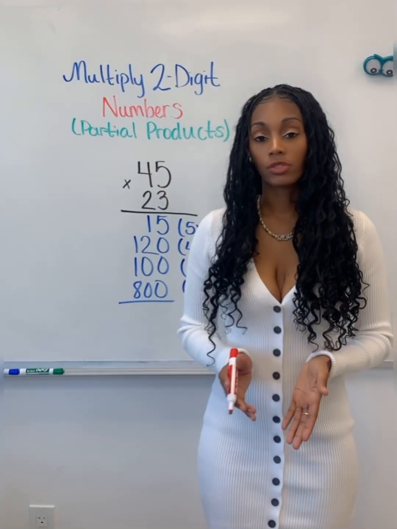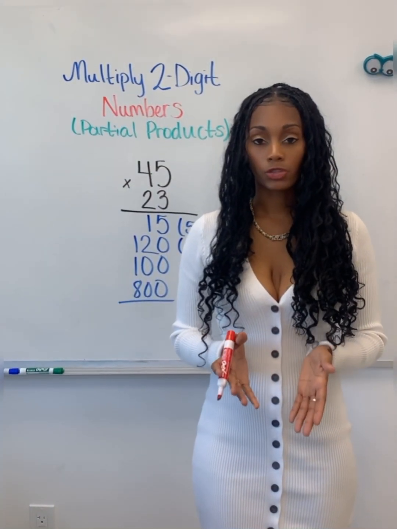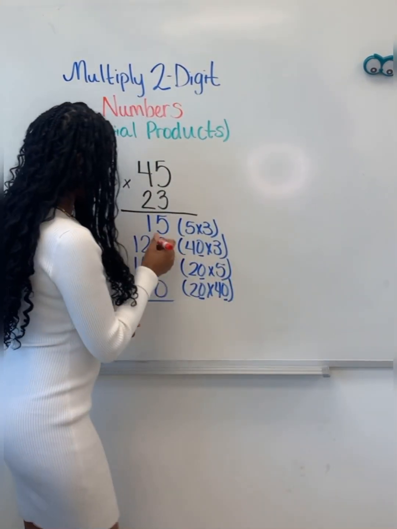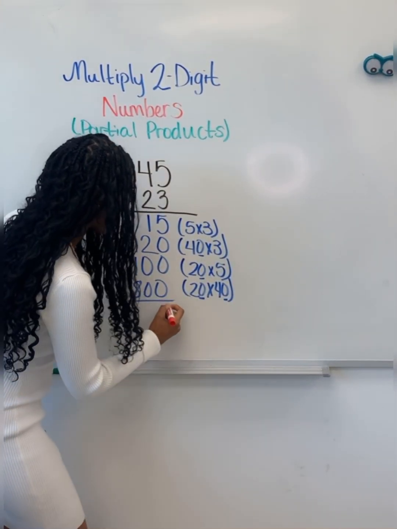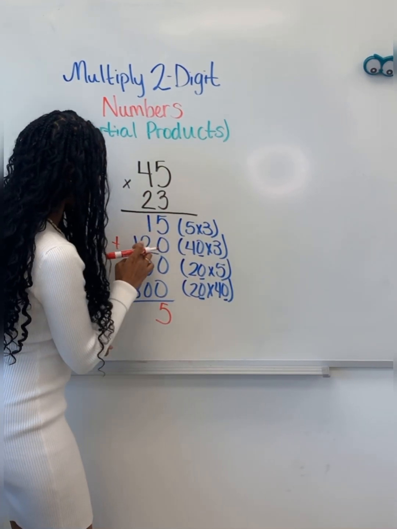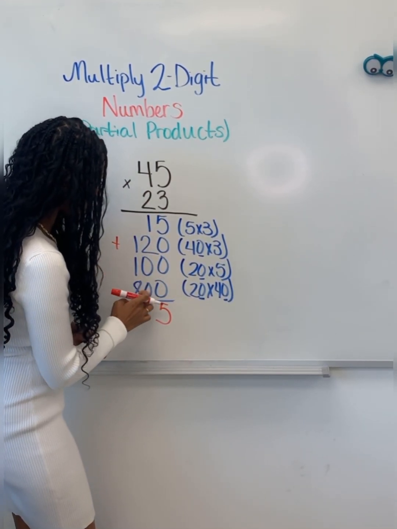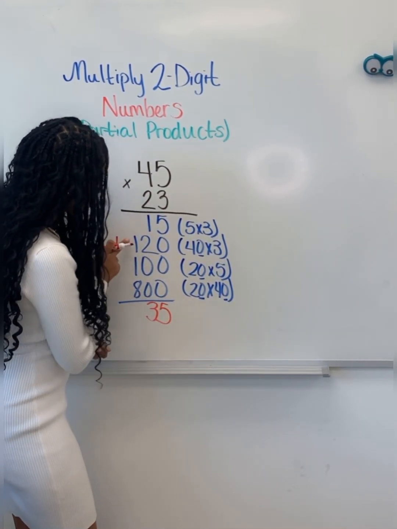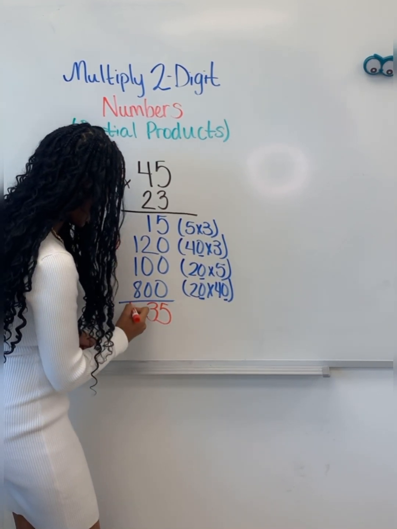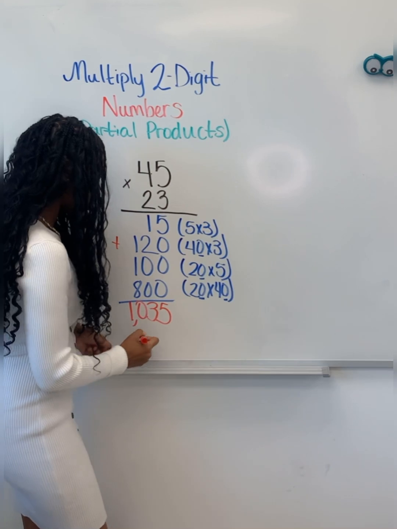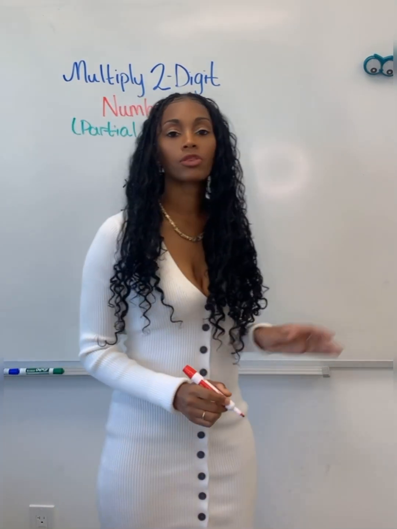Now all we have to do is add our partial products. So we have 5 plus 0 plus 0 plus 0 is 5. 1 plus 2 is 3, plus 0 plus 0 is still 3. 1 plus 1 is 2, and 2 plus 8 is 10. So your product is 1,035.